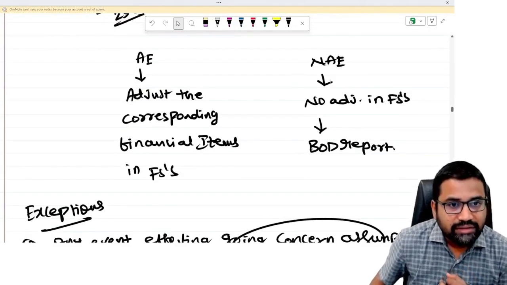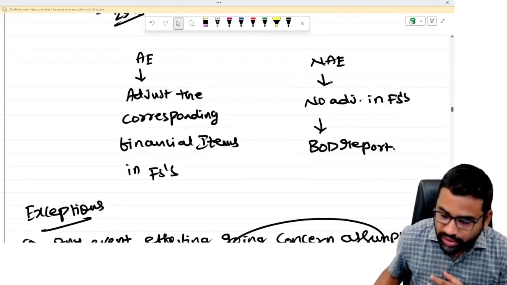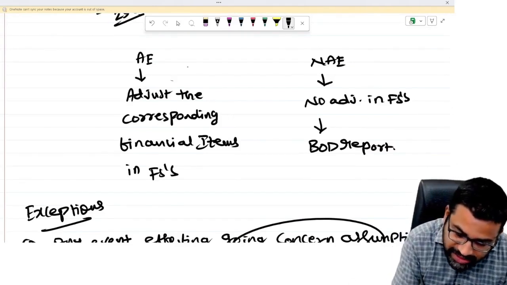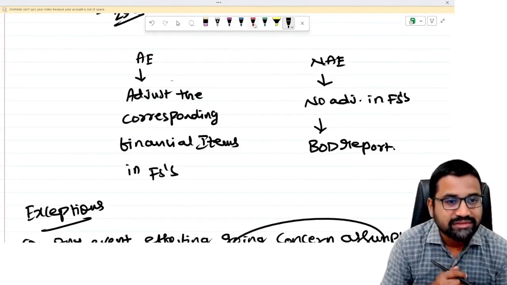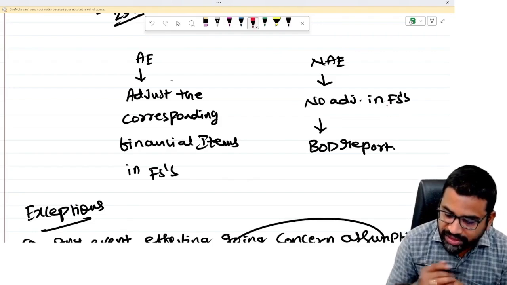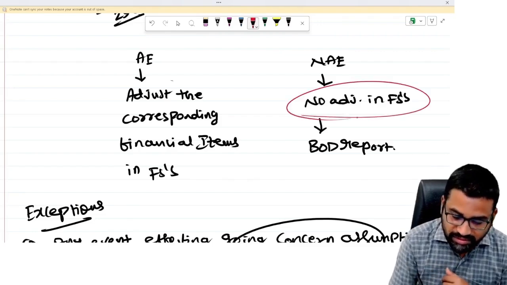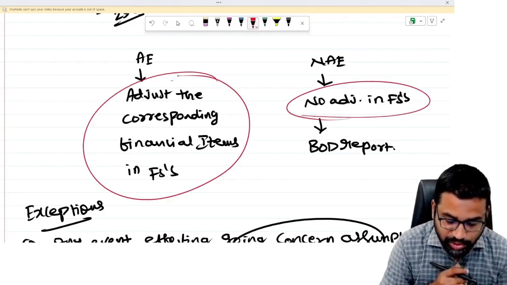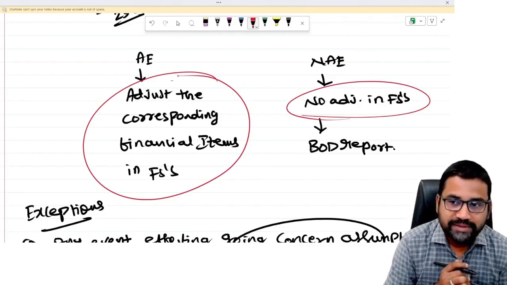So if it is an adjusting event, what do we need to do? We need to adjust the corresponding financial items in the financial statements. Sir, if it is a non-adjusting event, there is no adjustment in the financial statements. We need to adjust the corresponding financial items of financial statements only for adjusting events.